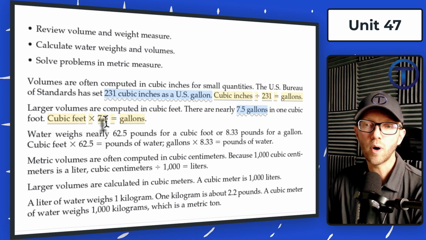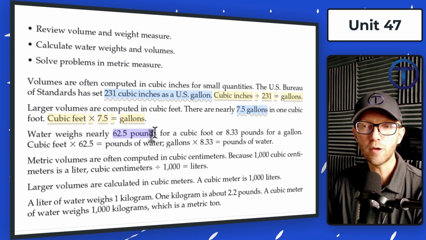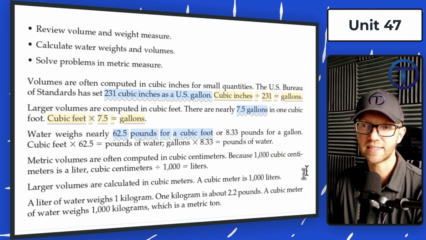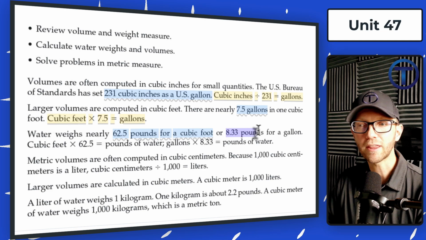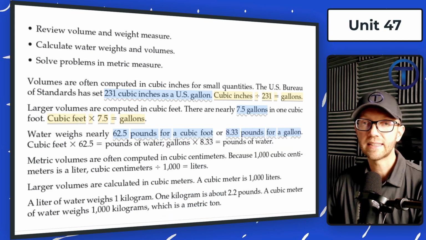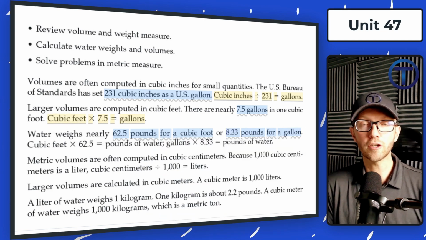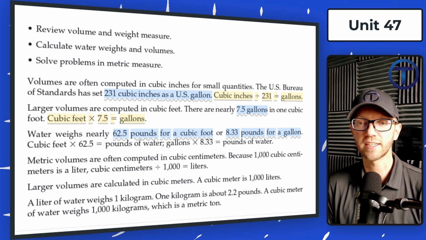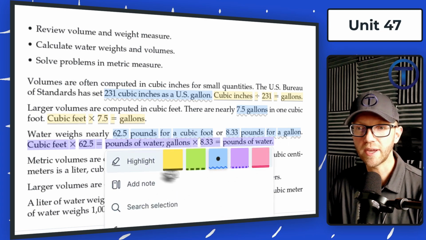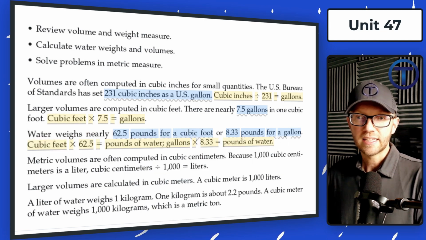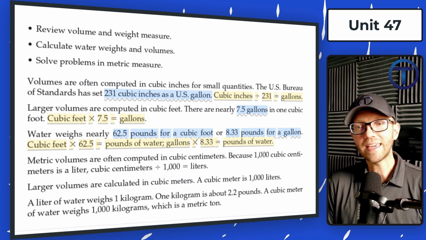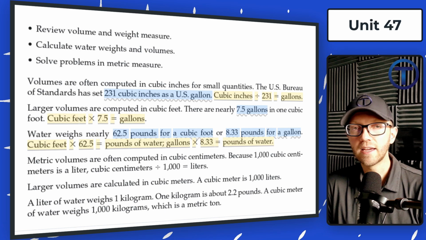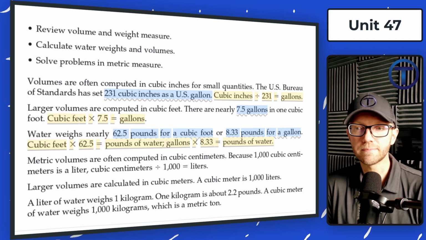What about weight of water? The weight of water is 62.5 pounds per cubic foot. That's one way of looking at it. Or 8.33 pounds per gallon. This is another number that you should remember. I'm marking this, and you're welcome to mark along with me in your books. Get out some colored pencils. It could be fun. This brings us to a couple of formulas below here, right? Cubic feet times 62.5 equals the pounds of water. Or if I have gallons, I can times that by 8.33 to get the weight in pounds of water.